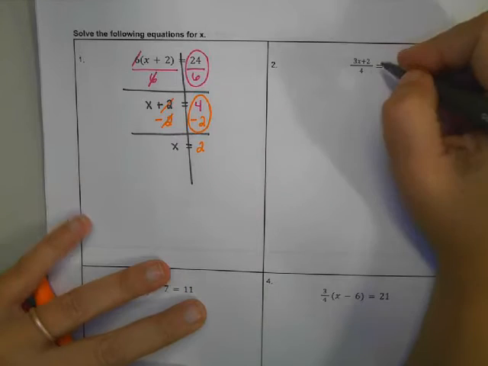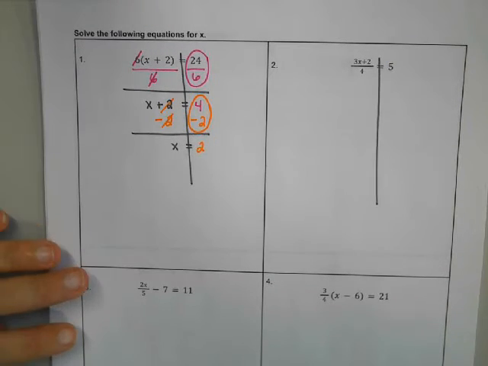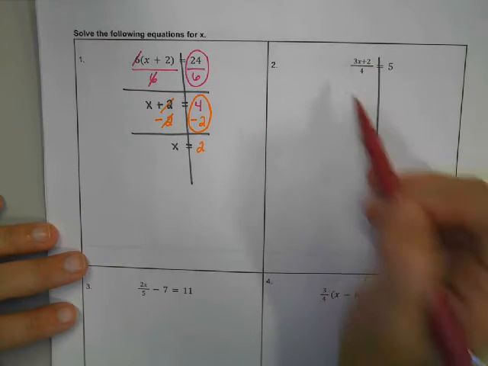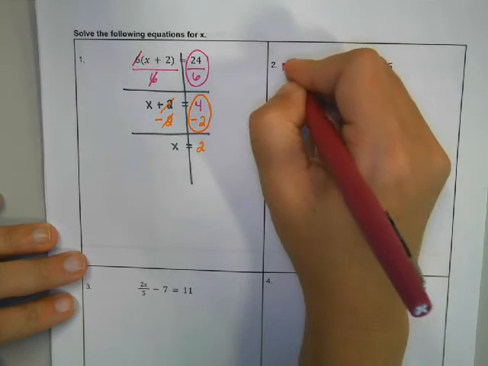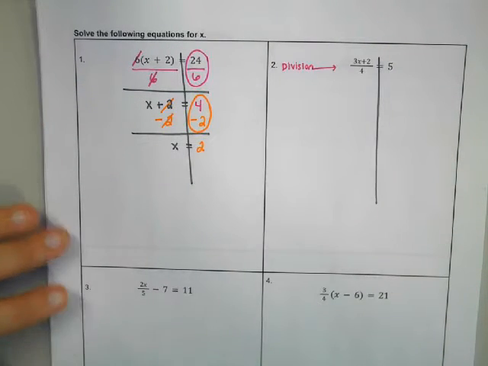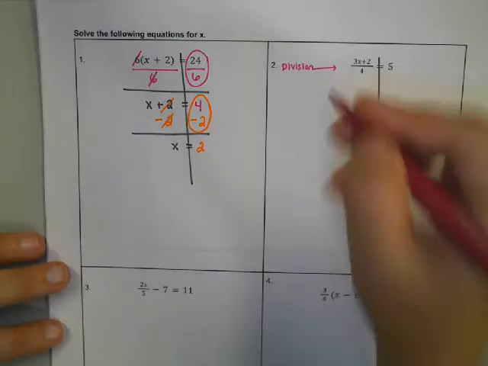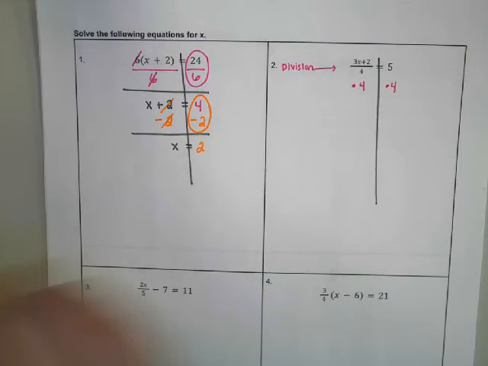For number 2, I'm going to go ahead and draw a vertical line to remind myself to keep this balanced. And now I'm going to start getting x by itself. Now I'm noticing that this is a big division problem. And I also know that the opposite of division is multiplication. So to get the 4 to go away, I'm going to multiply by 4 on both sides.